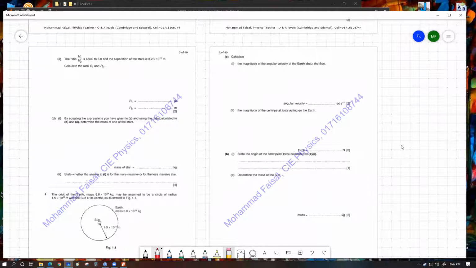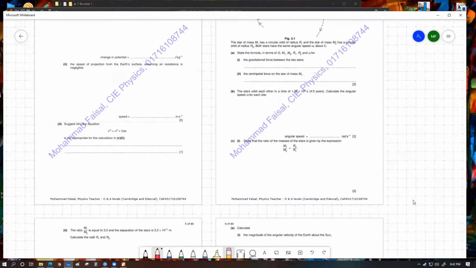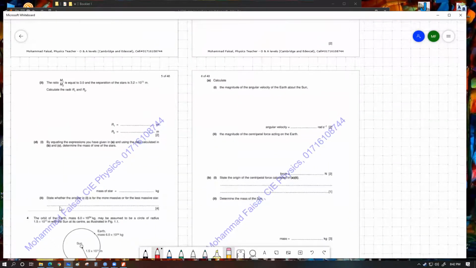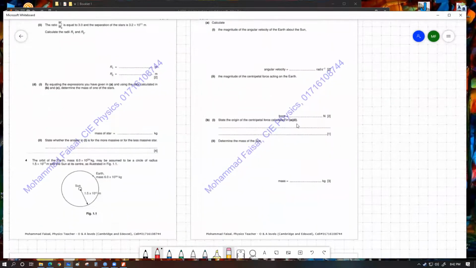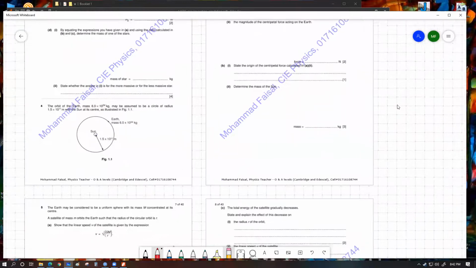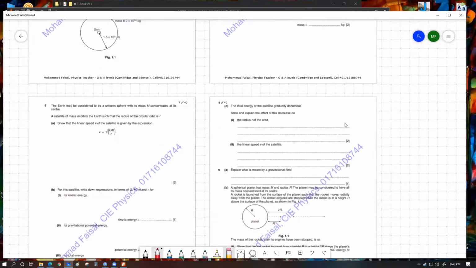Okay, so let's have a look. We did discuss about this one. This is doable. This is also doable.